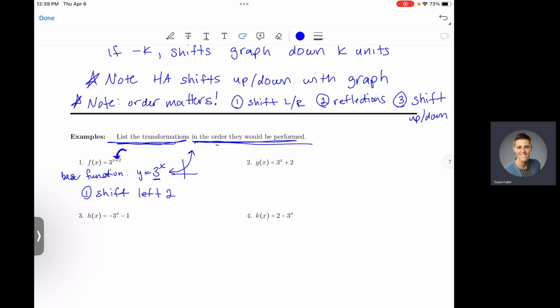Okay, so how about number 2 here? g of x equals 3 to the x plus 2. This time the plus 2 is down with the 3 instead of up with the x. Okay, so again, our base function here, if you took away all of the things that cause transformations, we would be left with y equals 3 to the x, which is the same increasing exponential function.